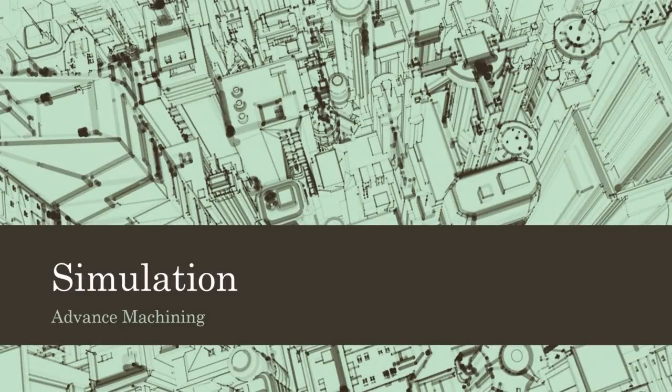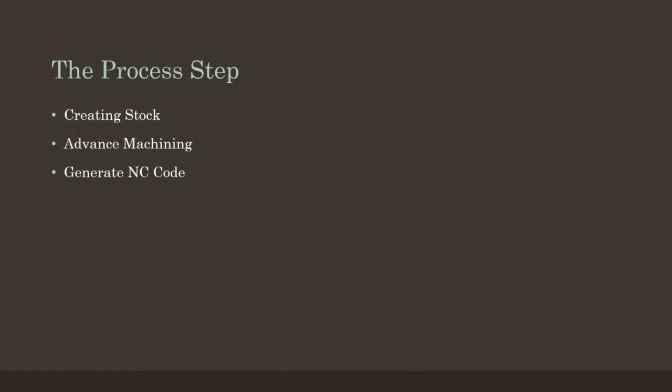This is a brief presentation of the simulation in advanced machining in CADCAM. So there are basically three process steps. Number one, creating the stock. Number two, advanced machining. And number three, generating the NC code.